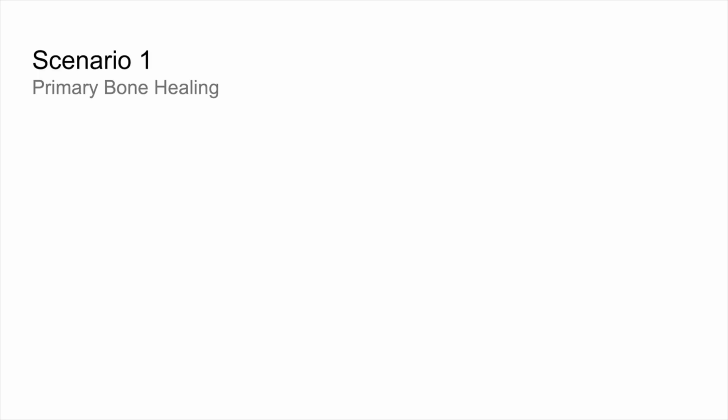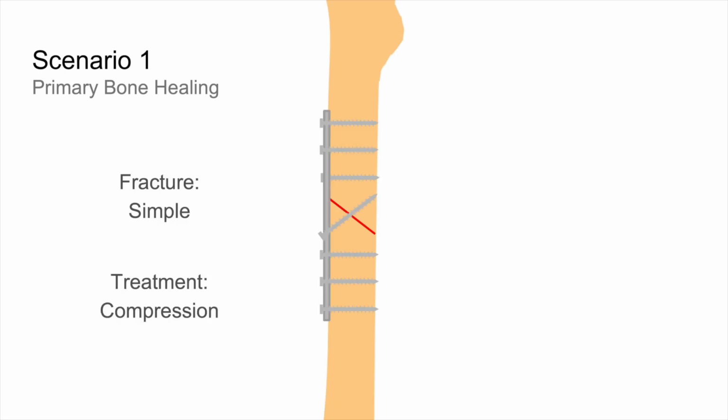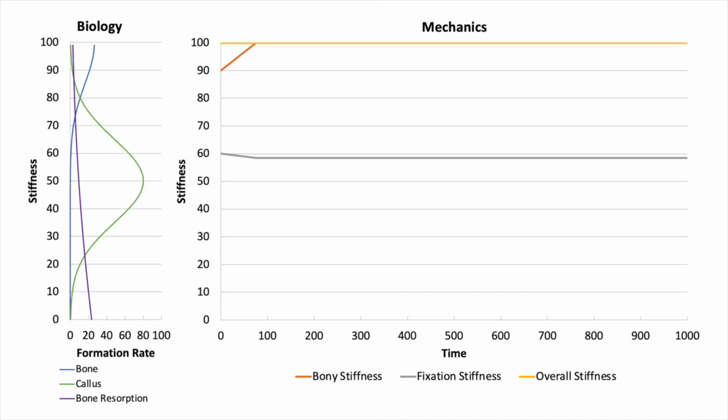Now that we know how the model works, let's start to apply the model to some clinical situations to see how it works. The first scenario is meant to demonstrate primary bone healing. In this scenario, we have a simple fracture that is treated with compression with a lag screw and a neutralization plate. In this case, there is high initial bony stiffness and a moderate initial fixation stiffness with a moderate stress concentration. This is what the graph would look like.